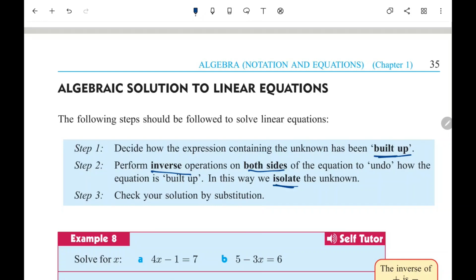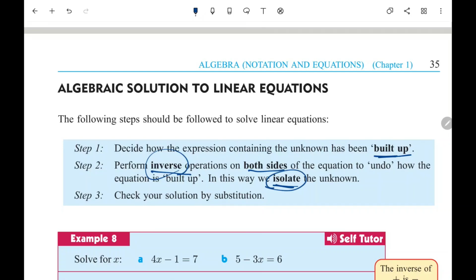Okay, bear in mind here we have 4x minus 1 equals 7. What do I have to do at the very beginning? As mentioned, we need to inverse all the mathematical operations to isolate the unknown. How to isolate the unknown? Actually here we have 4x. 4 is a constant while x is the unknown. So we need to do everything to make the x isolated.